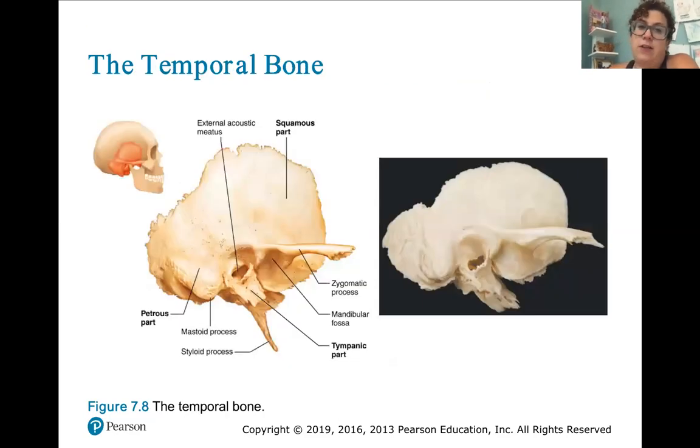Okay, and this is just a look. If I took the temporal bone out of the skull, this is what it would look like. You have this mastoid process, and mastoid tends to mean breast. So it kind of looks like a breast, I guess. And then the styloid process looks like a little stylus pen hanging off.